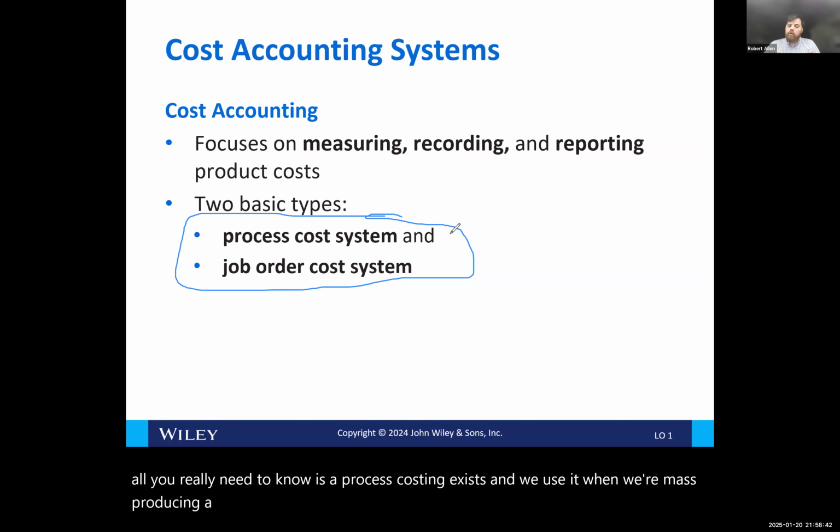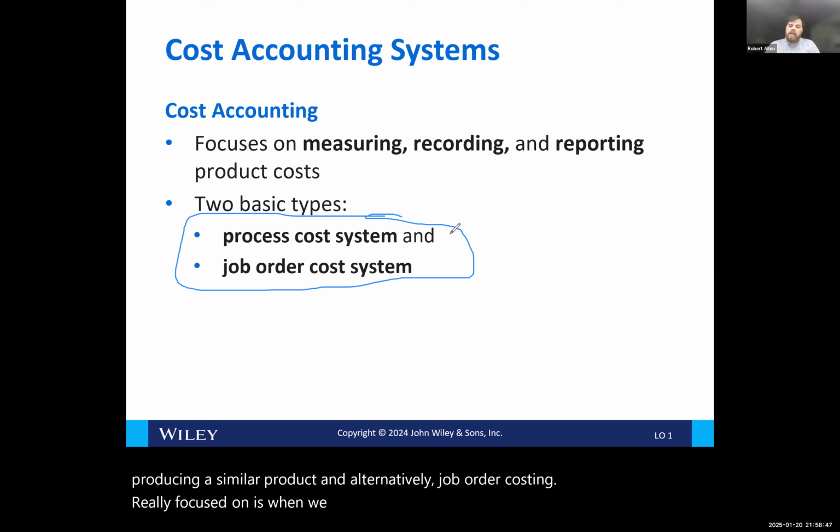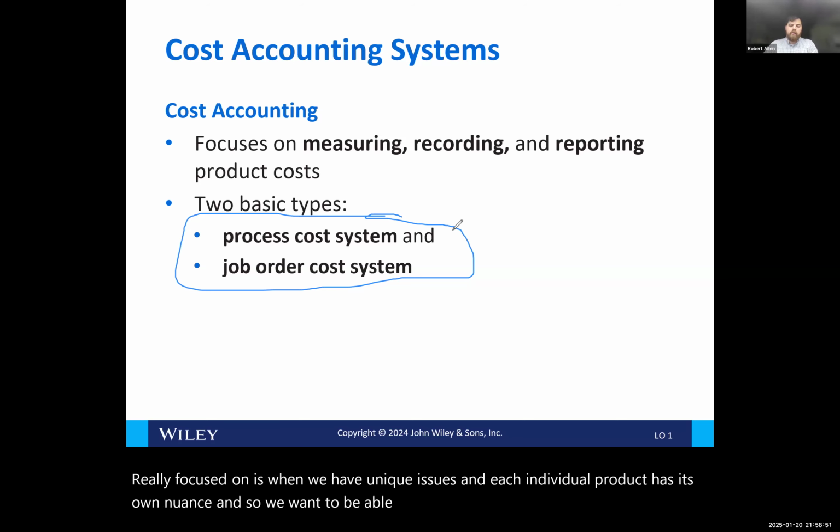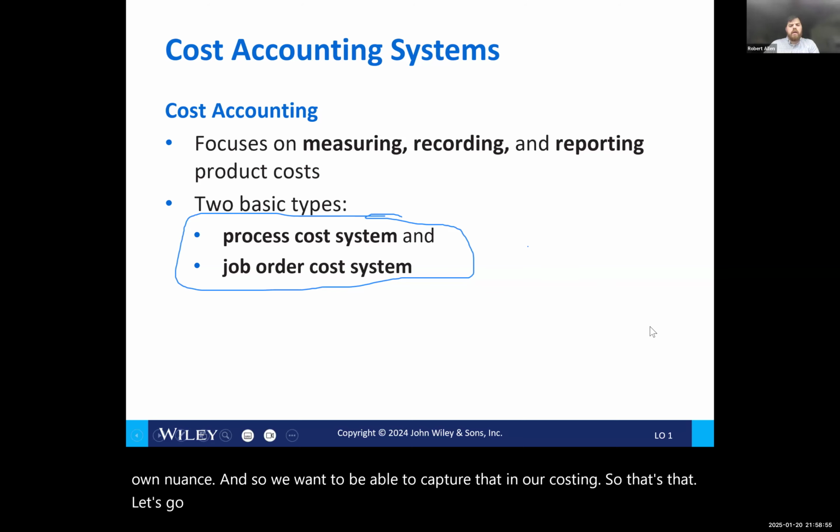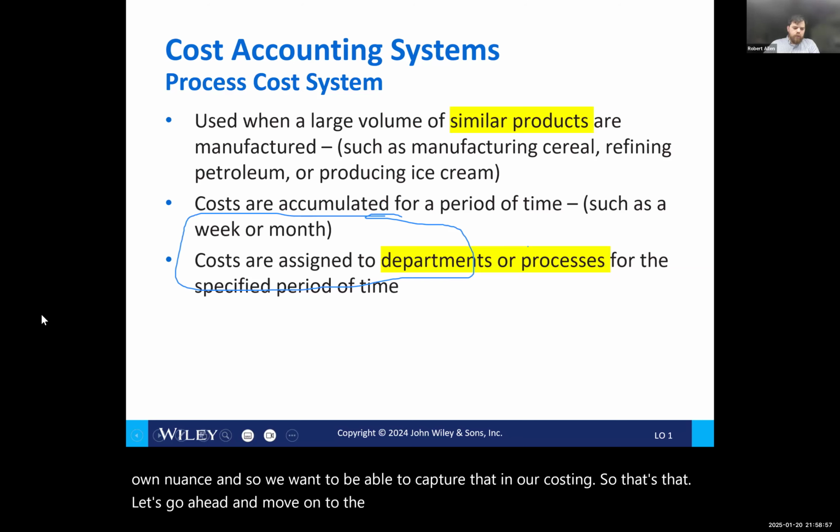Alternatively, job order costing, what we're going to be really focused on, is when we have unique issues and each individual product has its own nuance. And so we want to be able to capture that in our costing. So that's that. Let's go ahead and move on to the next slide. We'll trash those drawings, and now we'll look at here.